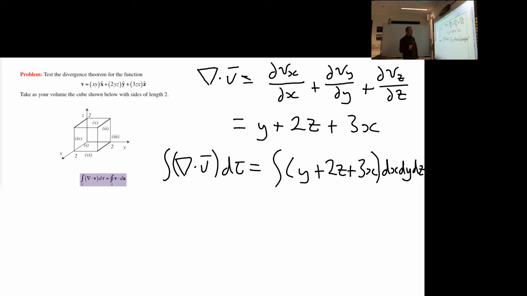So if we first look at our integral with respect to x, for y and z we go from 0 to 2, and we integrate with respect to x. We will get 2y plus 4z plus 3x squared over 2, and this will result in 6.